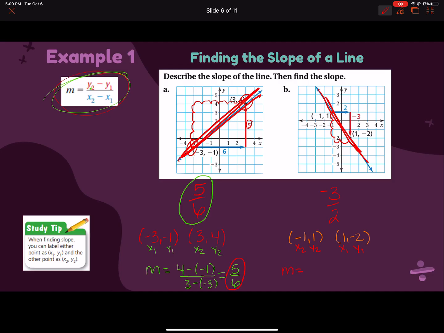Now when I plug these in, y2 minus y1 would be 1 minus -2 over -1 minus 1. That's going to give me 3 over -2, which is -3/2. Same answer again. So again, either way you want to do it is great.